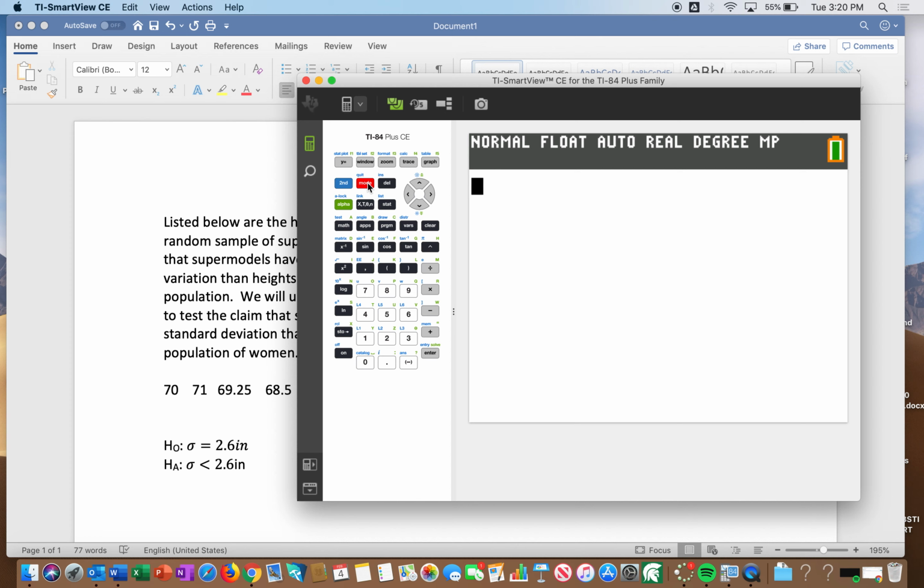Now the test statistic for standard deviation, you do n minus 1, and in this problem there were 10 women, so I'm going to do a 9 times the sample standard deviation squared. The sample standard deviation is 0.7997, squaring that, divided by the population standard deviation, which is 2.6, squared. That's the formula for the test statistic. We worked on that today in class. Hit enter, and you get 0.8514. That's your test stat, or your chi-square test stat.